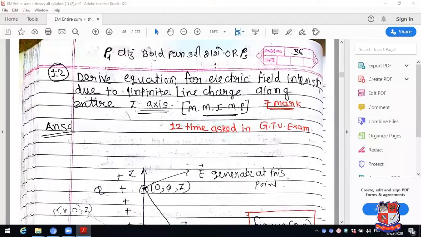Now see, in this lecture, we have discussed the new topic, which is known as deriving the electric field due to the infinite line charge. Derive the equation of electric field intensity due to the infinite line charge along the entire z-axis. Means what? See this.